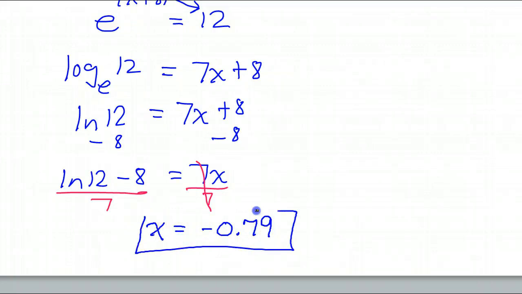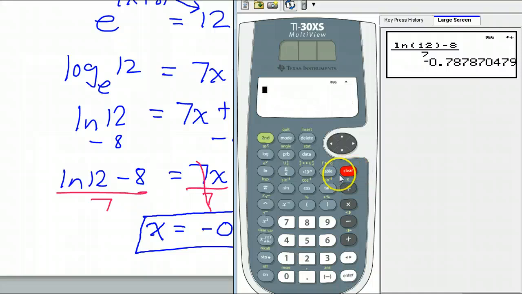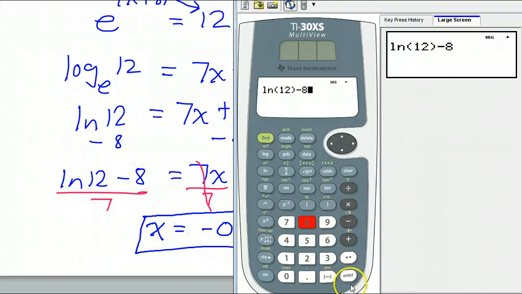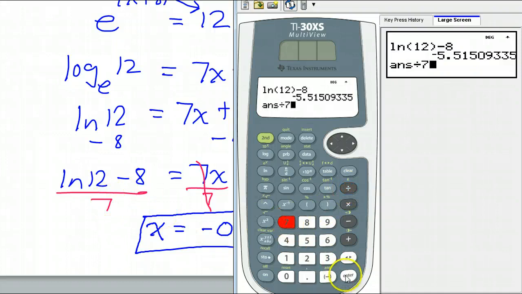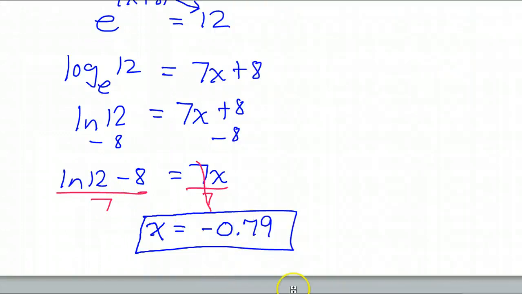Okay, that is your answer. Okay, you're welcome to do this in pieces and go natural log 12, okay, minus 8, and go ahead and hit up the decimal, and then you know that we still need to divide by 7, so you could just go divide it by 7. You'll get the same answer.